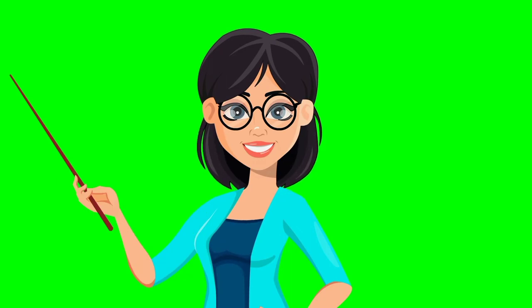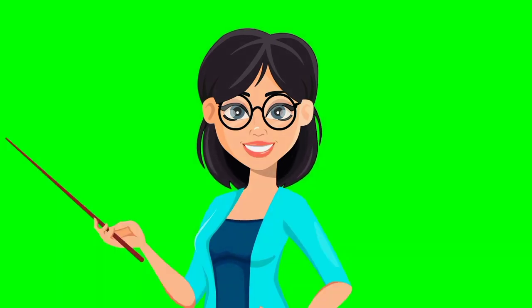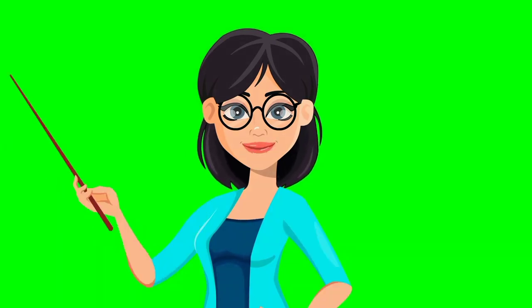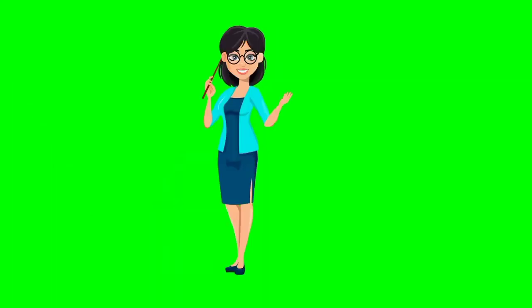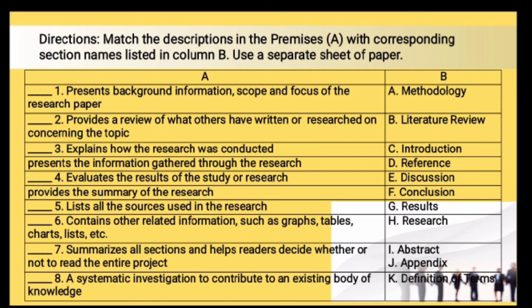Alright, so we are done with our topic for today, and to check whether you understand the lesson or not, I want you to answer the following. So match the descriptions in the premises A with the corresponding section names listed in the column B. Use a separate sheet of paper. Discuss it together with your module.